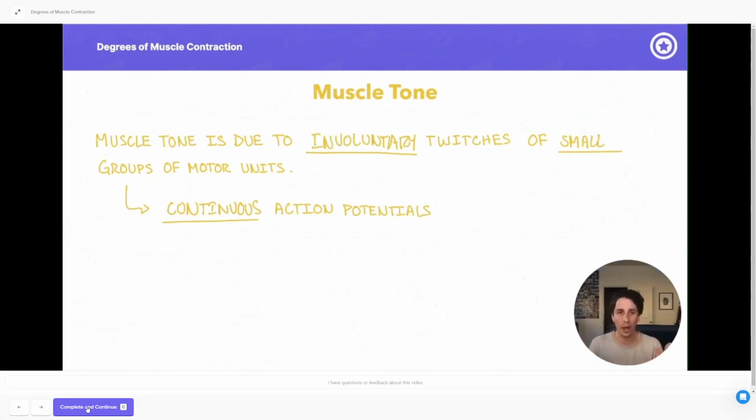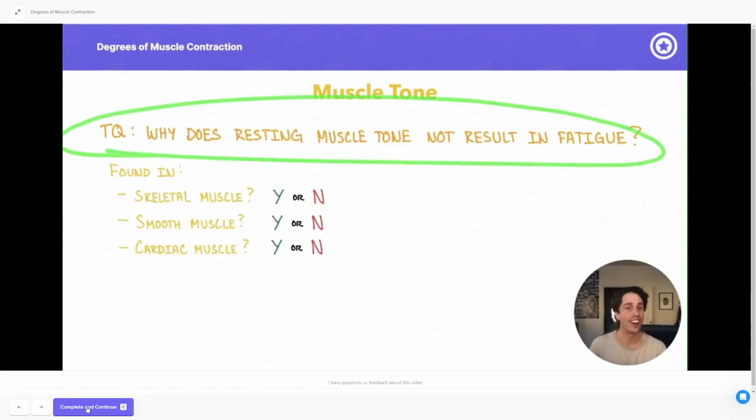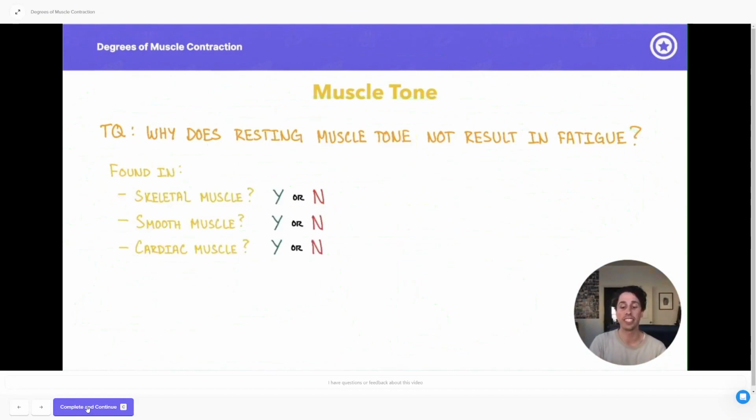And so muscle tone is really cool how it works because these small motor units are being innervated and leading to these involuntary twitches, which just help us be the way we are. It's not just a pile of muscle and bone. This muscle tone is really important to understand because it's how we're doing what we're doing right now. All right, and I just answered this thought question: why does resting muscle tone not result in fatigue? That is because we have different motor units being recruited at different times. So different motor units at different times.